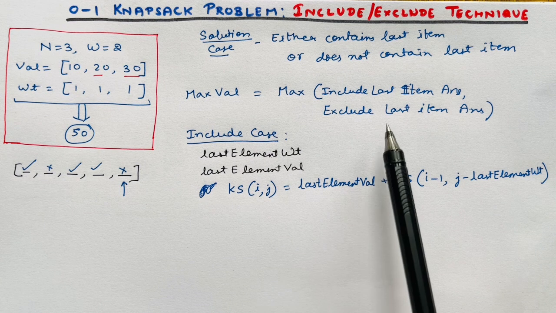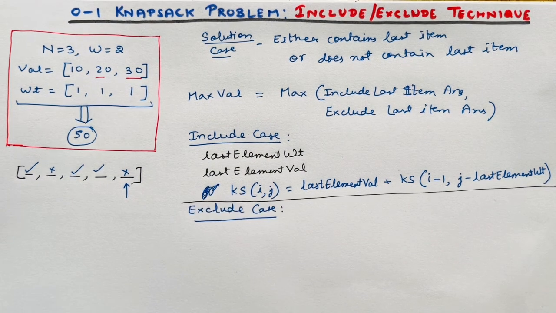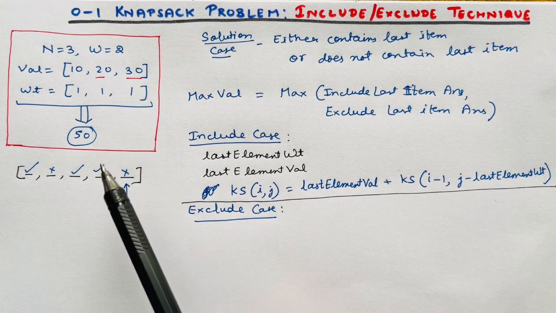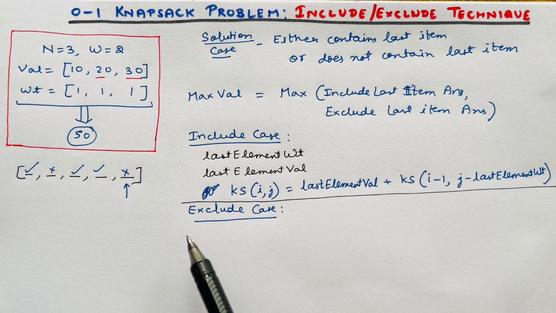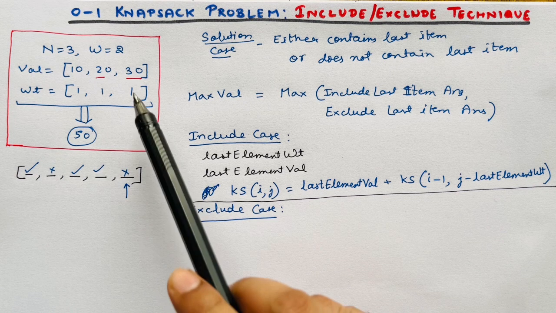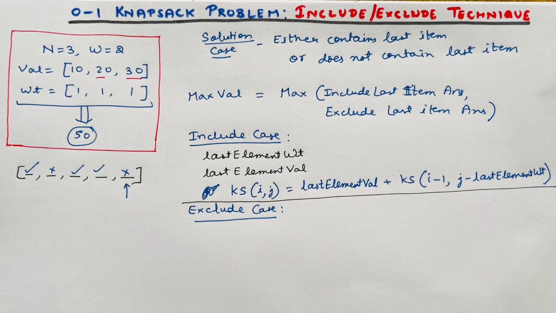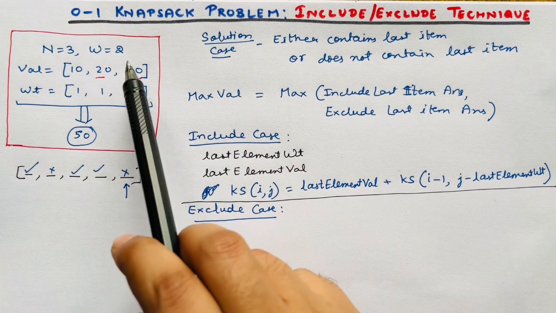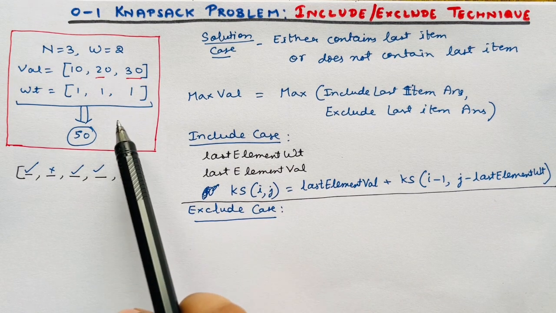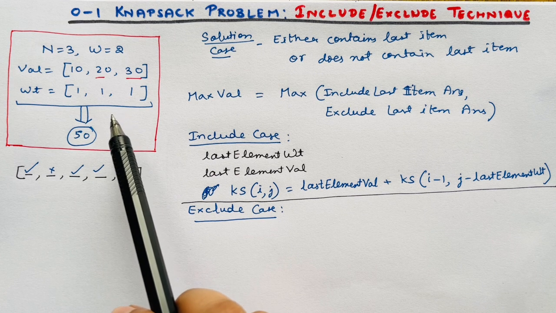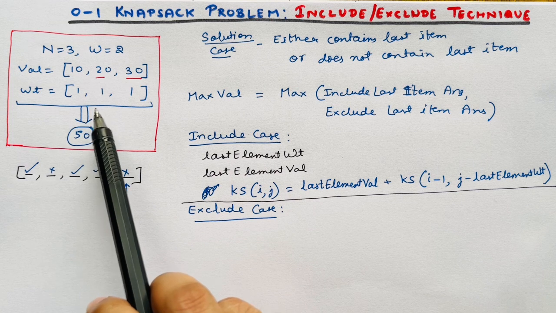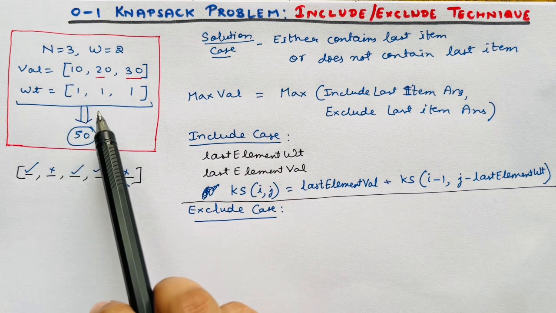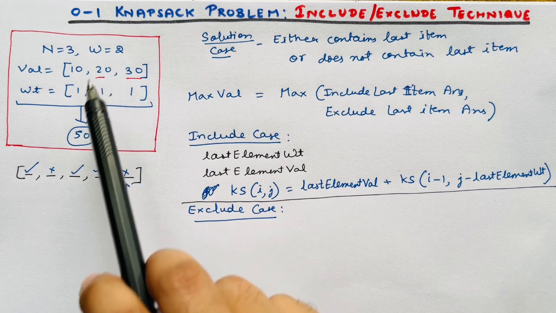Now let us consider the exclude case. In this case, we are sure that we will not include the last item in our solution. So let us see what is the maximum value that we can make when we have this constraint that we won't pick the last item at all. In this example, now when we say that we won't pick this third item at all, what is our problem? Our problem that remains is that we have to use only these two items and we have to maximize the value, and our capacity is still 2.